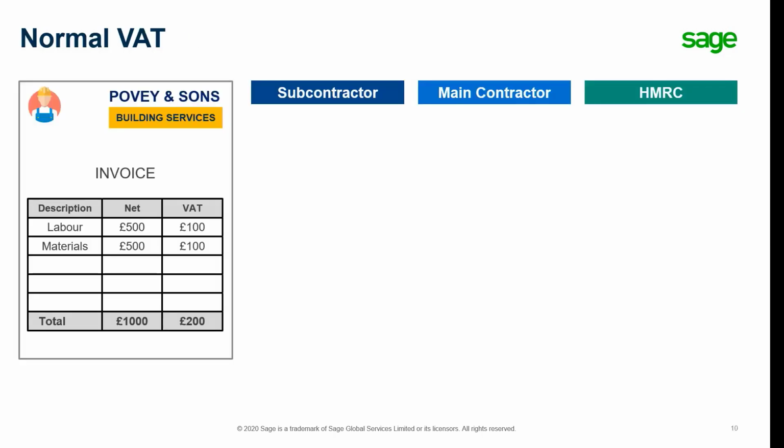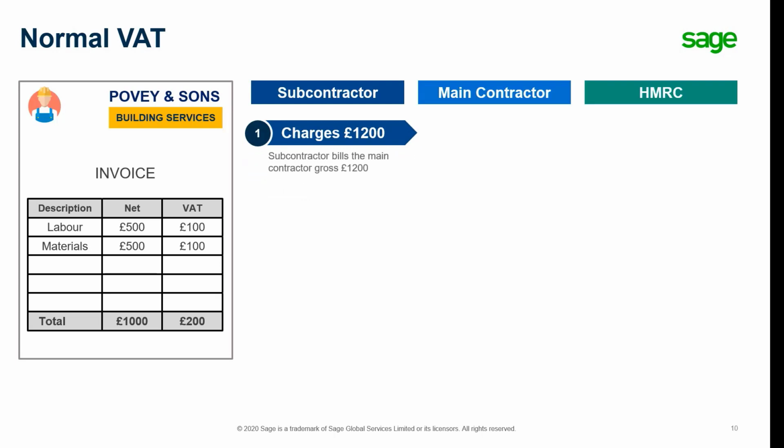This next slide just explains missing trader fraud in a slightly different way for you. Here we have an invoice for £1,000 plus £200 VAT. And in this example, we aren't taking into account any CIS deductions.